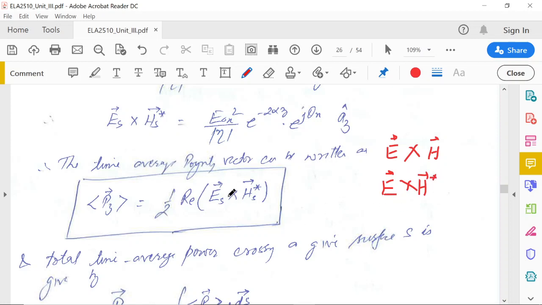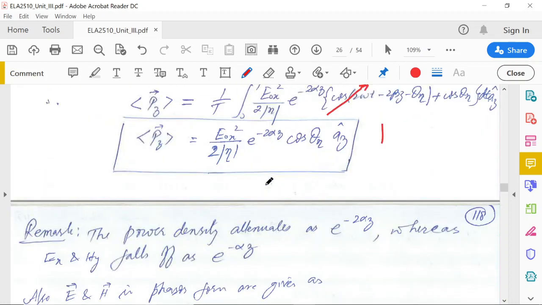Sometimes they write the subscript s, sometimes they omit it. So you can understand that if you have a conjugate here, we are talking in the phasor form. When you take the real part of this one and multiply by half, this will give you the average Poynting vector, the time average. This is the instantaneous Poynting vector P, and this will give you the time average. These are minor differences; you have to remember both. This one is easier to compute in general.